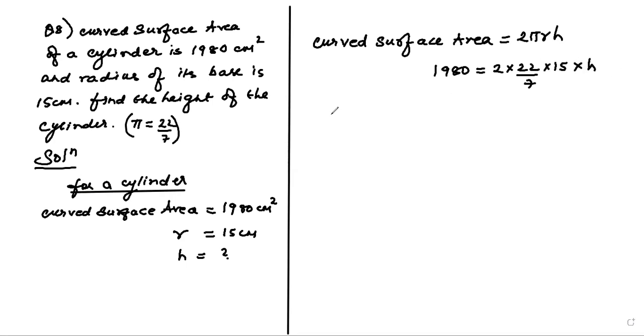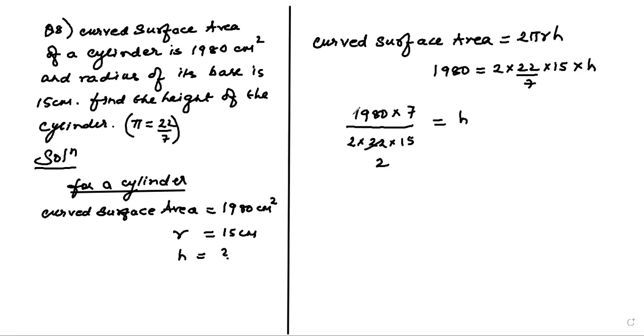So what will happen, children? This 1980 into the 7, I want the value of h. So 7 will go up, whereas whatever numbers are there on top with h will come down. 2 into 22 into 15. And h will remain. Now do the cancellation, better.